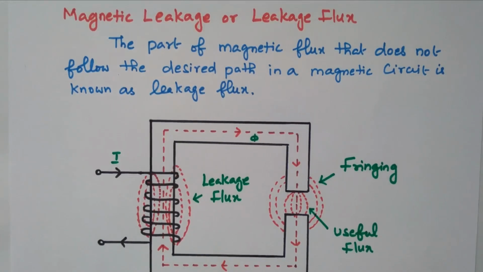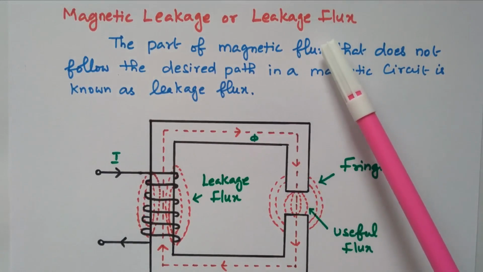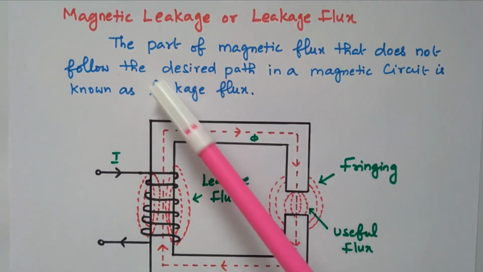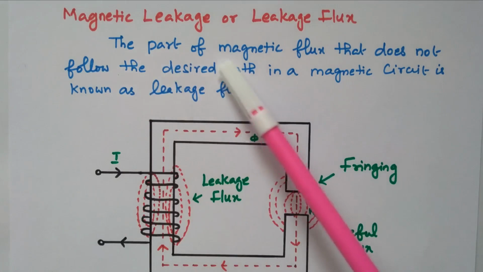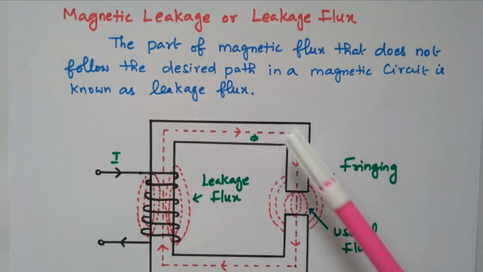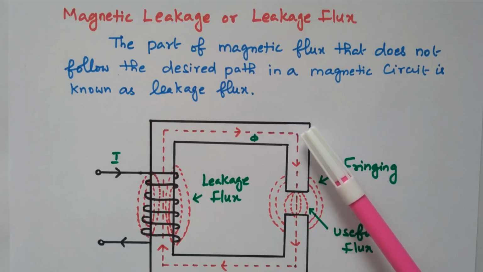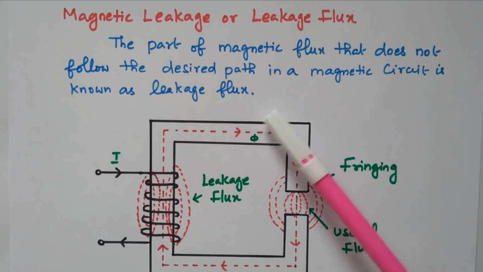Welcome viewers. In this video, we will see the magnetic leakage or leakage flux. What is meant by leakage flux? The leakage flux is nothing but the part of magnetic flux that does not follow the desired path in a magnetic circuit. The magnetic fluxes are following a certain path. Some fluxes are deviating from that desired path, that is nothing but a leakage flux.